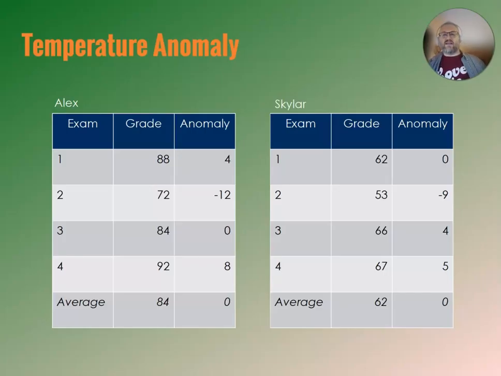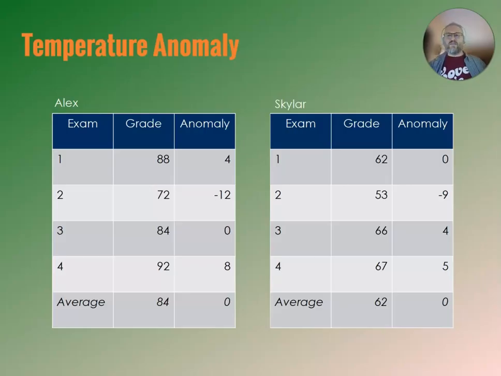So you'll notice here that Alex had a higher score on exam 2. Right? They got a 72, whereas Skylar only got a 53. But Alex has a larger negative anomaly on exam 2 because even though their score was overall higher, it was farther below their average. Right? So it's the distance from that student's average that matters. So even though Skylar did worse on exam 2, they had a less negative anomaly because their average score was so much lower.